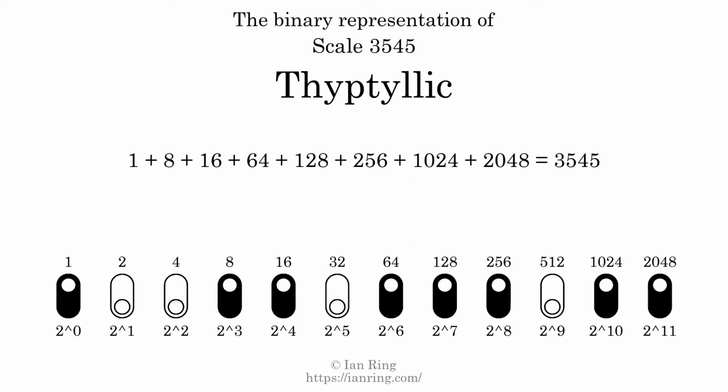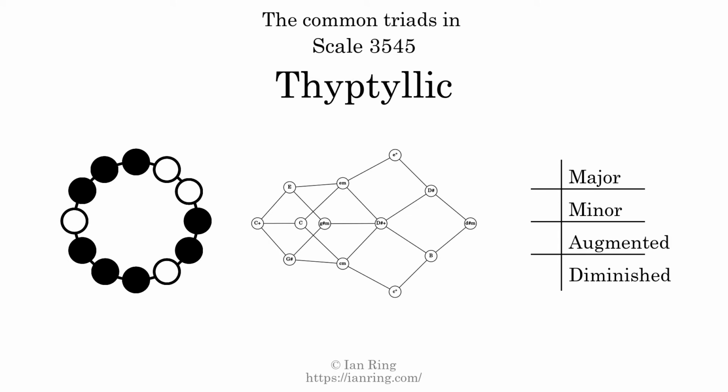3545. The scale number not only enumerates the scale with a unique index, but it also literally describes the tonal content of the scale. Represented as a binary number in base 2, the scale number is 11011011001. Here are the common triads present in this scale.